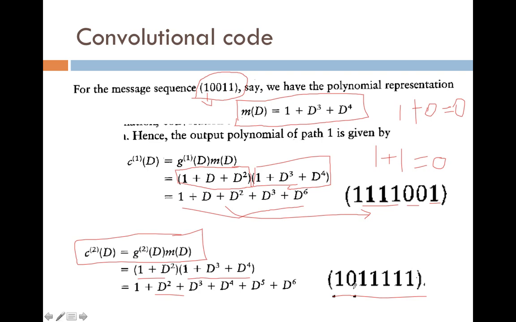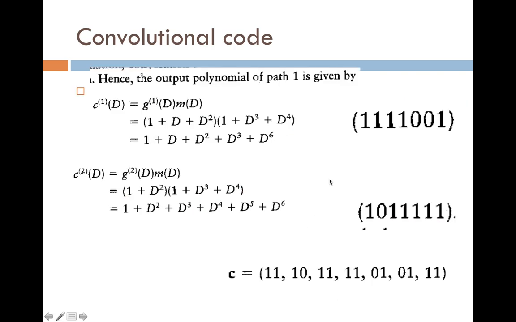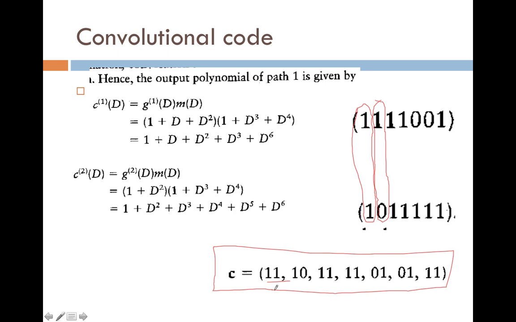Now we have to couple these two code words. We have generated a code word from the first path and the second path. We have to combine them and transmit via the channel. So the first code word is 1 1, the second is the second bit of the first path and second path, that is 1 0. Similarly the third, fourth and fifth. So this is the output of the convolution encoder. I told you that a single bit is encoded into two bits.